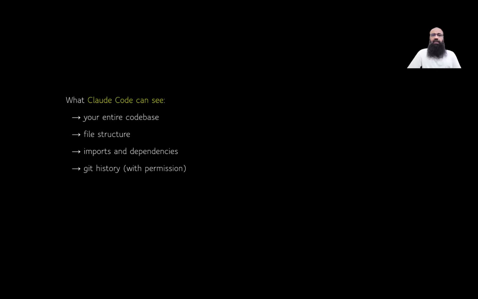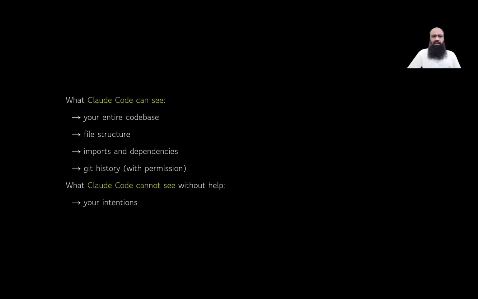So what Claude Code can see: it can see our entire code base, so if we already have an existing code base, it can navigate the whole file structure. It can see imports and dependencies as well. It can see the Git history as well. And what it cannot see without help is our intentions. So it doesn't automatically read our intentions.